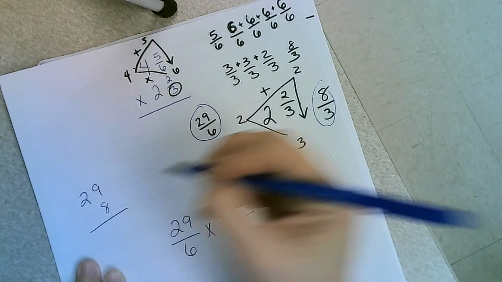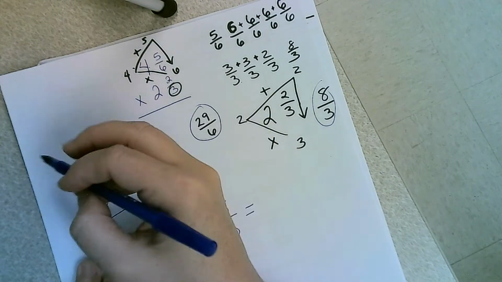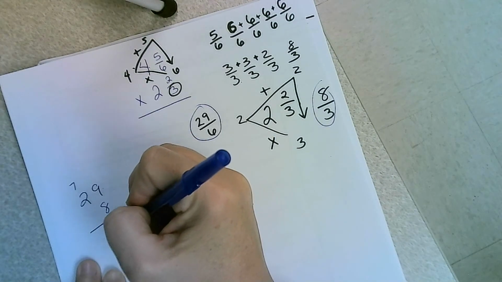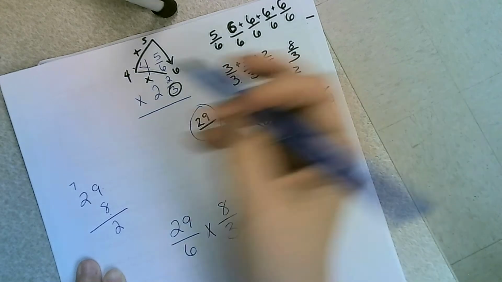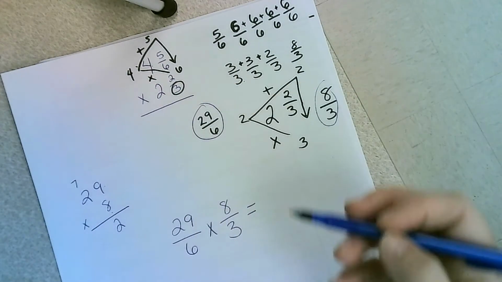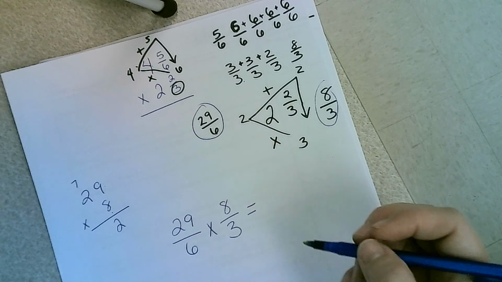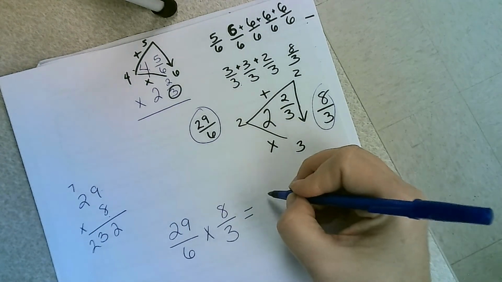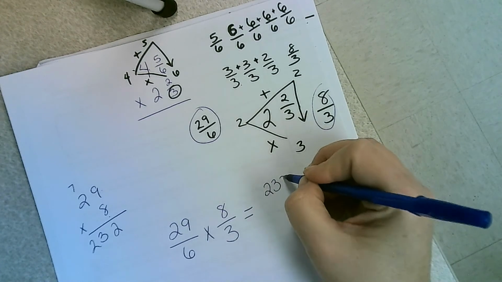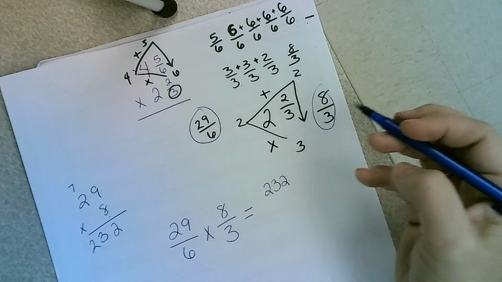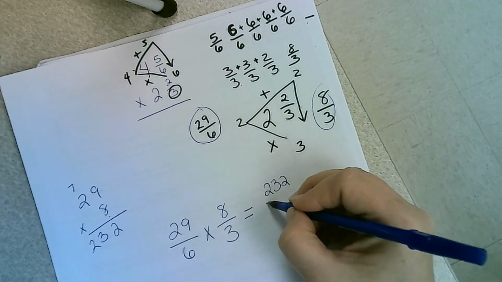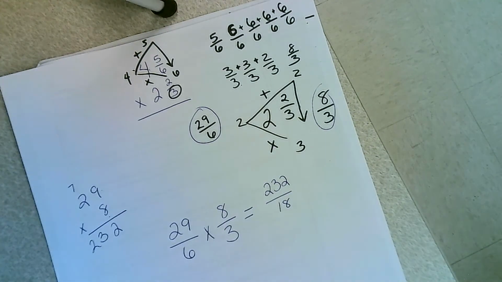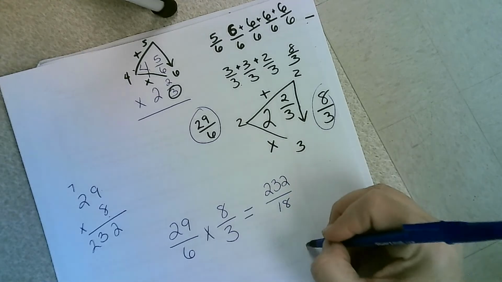29 times 8. 8 times 9, 72. 8 times 2, 16. 17, 18, 19, 20, 21, 22, 23. 232. All right, then 6 times 3, 18. What kind of fraction is it? Improper. And what do you do when you're improper? You throw it in the bracket.